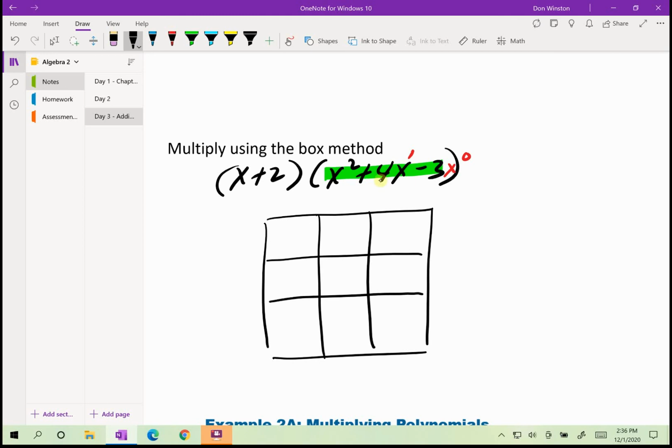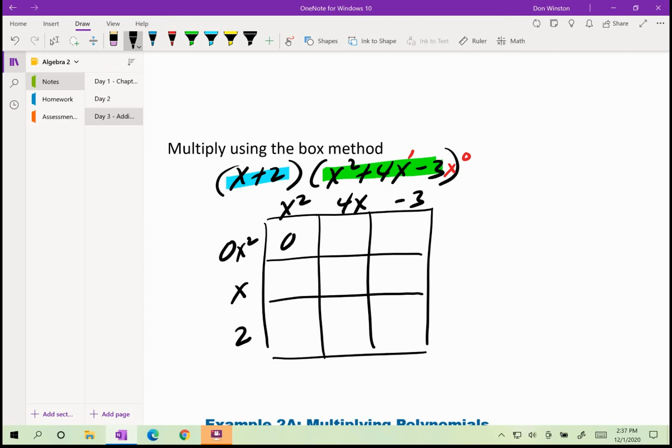So here for this polynomial, I'll just work with the one I highlighted in green first. I'll make that the top one. So this would be x squared, this would be 4x, and that would be minus 3. Now notice for this polynomial, I'm missing the x squared, but like before, we'll just use 0. So I'll write 0x squared, but then x and then 2. And then we just multiply.